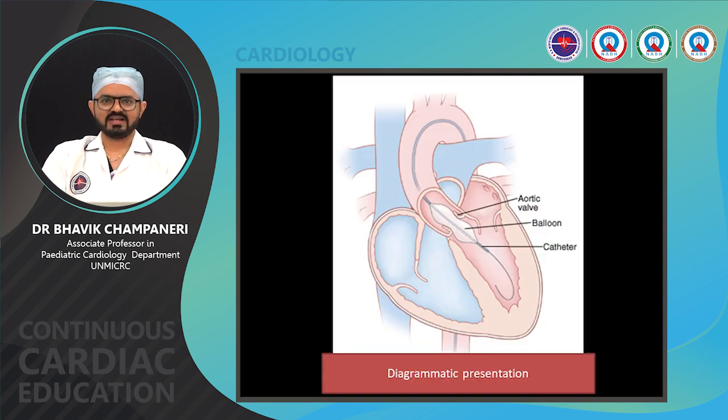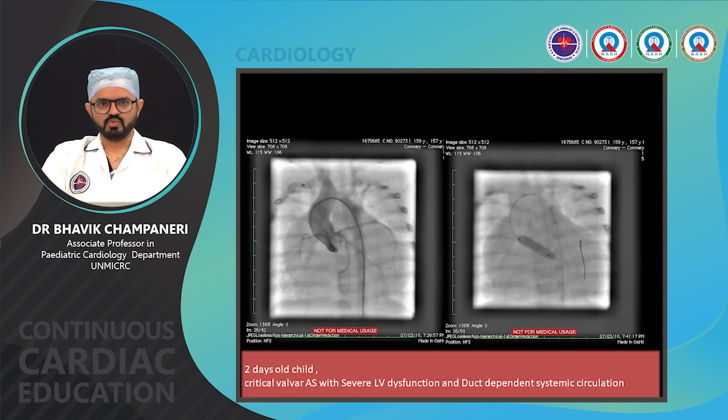So this is again a diagrammatic presentation where, through the femoral artery, a catheter has gone and the balloon is taken across the aortic valve and inflated to open up the stenotic aortic valve. So this is a 2-day-old child who came with critical valvular AS, severe LV dysfunction, and was duct dependent. The patient was on prostaglandin and was taken on an emergency basis for balloon aortic valvotomy.